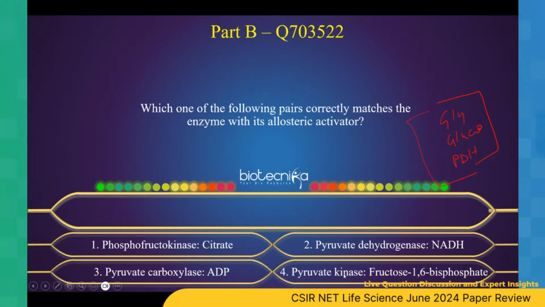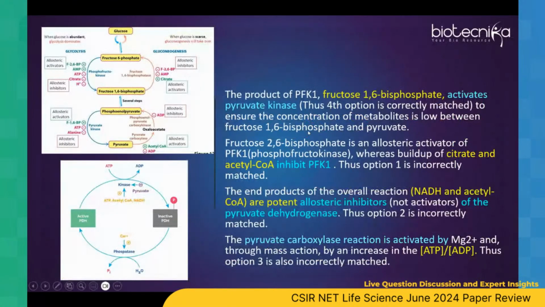Yes, for pyruvate kinase, the last enzyme of glycolysis, the activator is indeed fructose 1,6 bisphosphate. So here you have to focus on the word activator. Don't just focus on allosteric, or on whether it is simply involved in regulation. Specifically it has to be an activator, because of which the second statement becomes false. Fructose 2,6 bisphosphate is an allosteric activator of PFK1, but the question is asking about citrate and acetyl CoA.